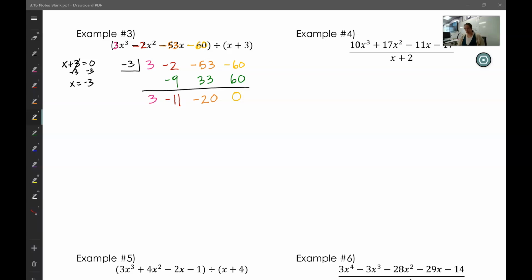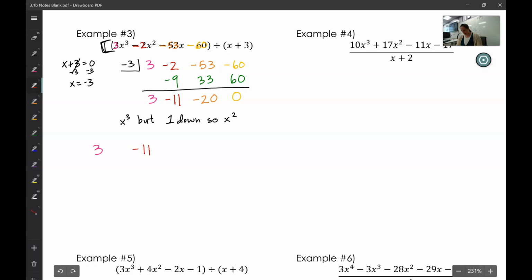Now let's write out our answer together. If we look, the first one here, the greatest exponent, is an x cubed, but I want to go 1 down, so I'm going to start with x squared. So I list out my numbers, starting with my x squared, because that's what I got here, and then work my way down. So x squared, x to the first, no x's, and my remainder.